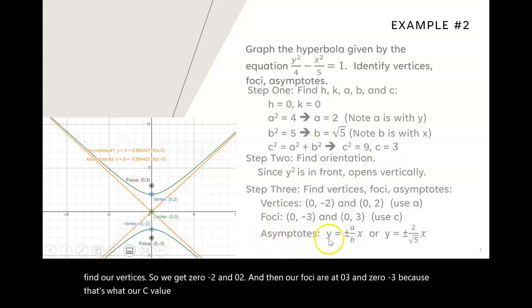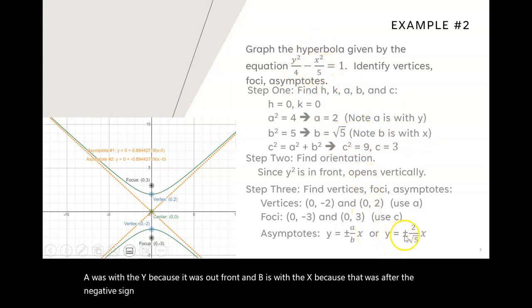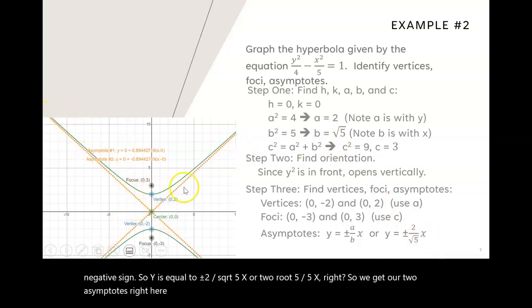In this case, the asymptotes are A over B. Well, why is that? A was with the Y, because it was out front, and B is with the X, because that was after the negative sign. So Y is equal to plus or minus 2 over square root of 5 x, or 2 root 5 over 5 x. All right, so we get our two asymptotes right here, and the hyperbola fits nicely right in between those asymptotes.